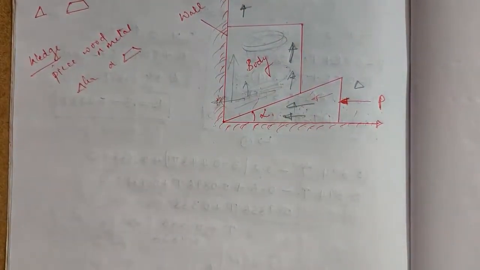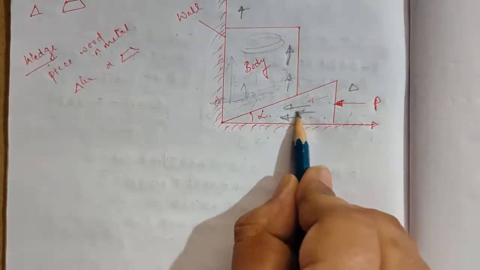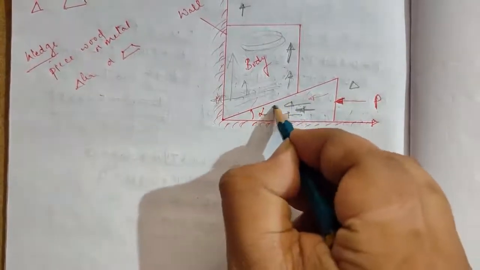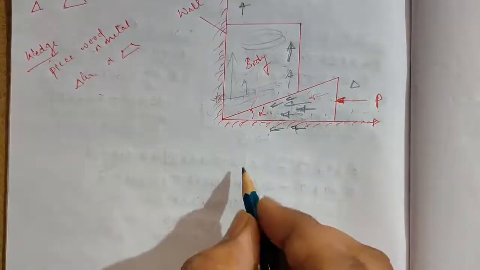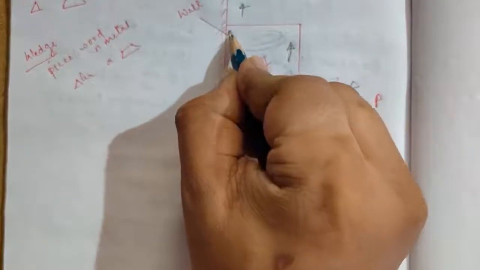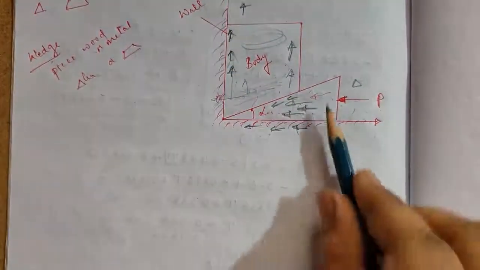Then what about this triangular wedge? As it goes in this direction, the motion of this triangular wedge will be like this. What about this? The motion will be like this for this trapezoidal wedge.